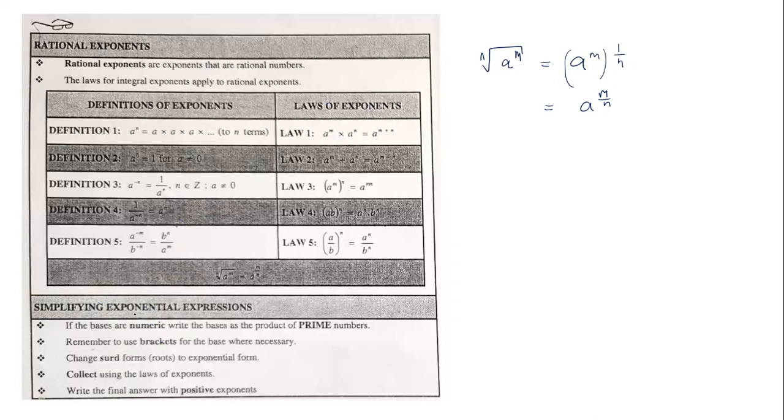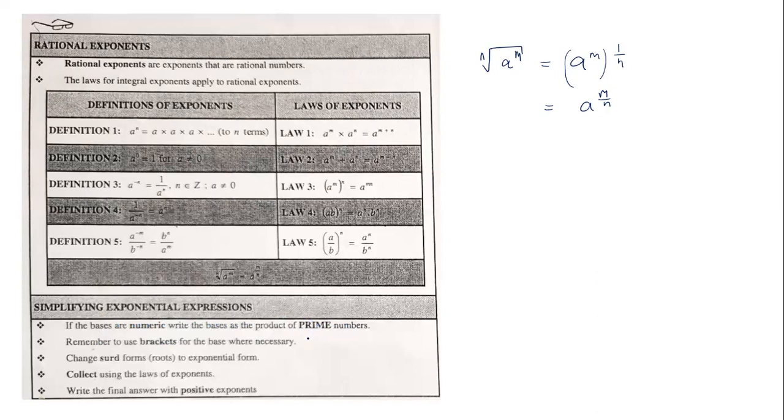So now, here we have the golden tips on how to actually simplify these algebraic expressions that will be provided to you. So now, simplifying exponential expressions. This is what we're gonna do now. This is the first golden tip that you need to take into consideration: if the bases are numeric, write the bases as the product of prime numbers.